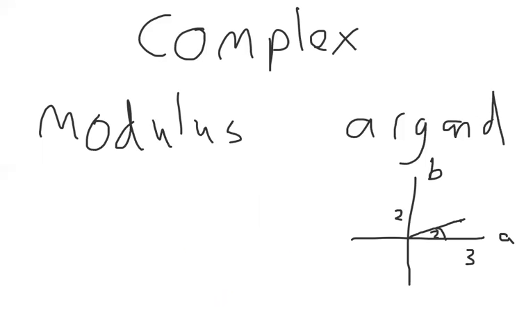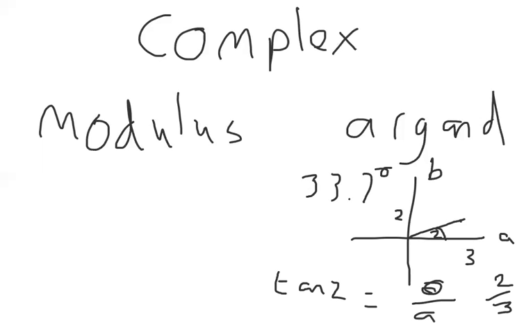To work out z, we can use trigonometry, as we know that tan z equals opposite over adjacent. The opposite here is 2 and the adjacent is 3. So we have 2 over 3. So z equals arctan 2 over 3, which is 33.7 degrees. That's the Argand.